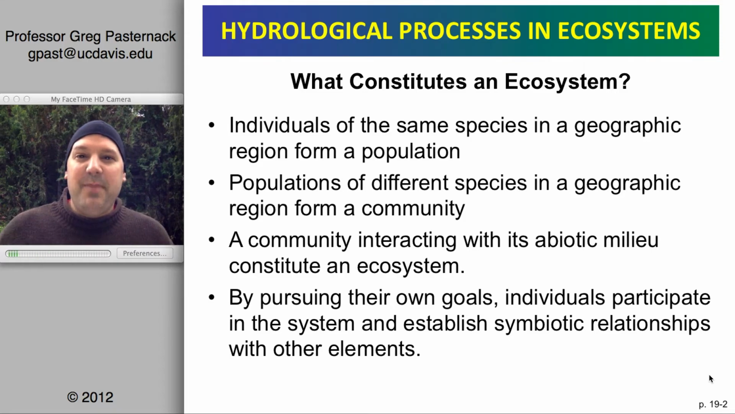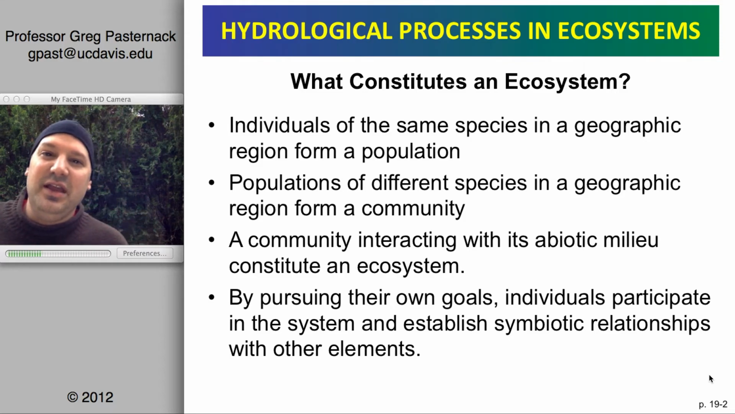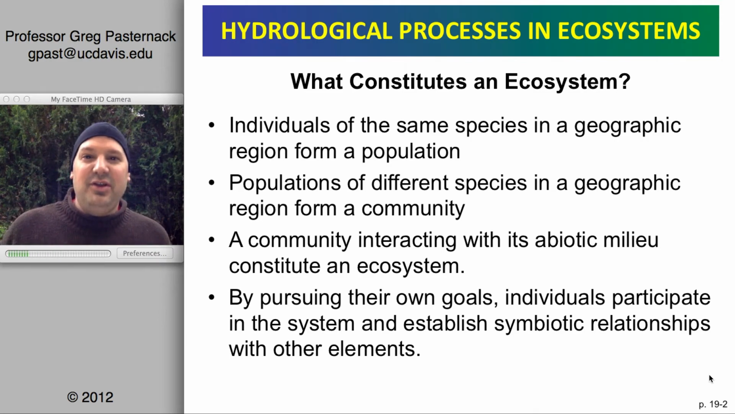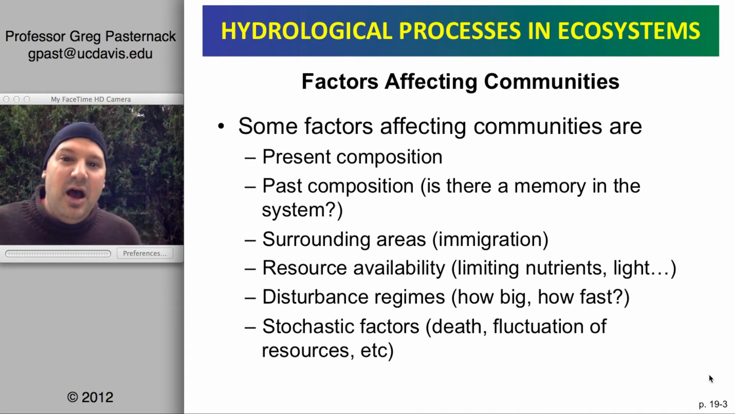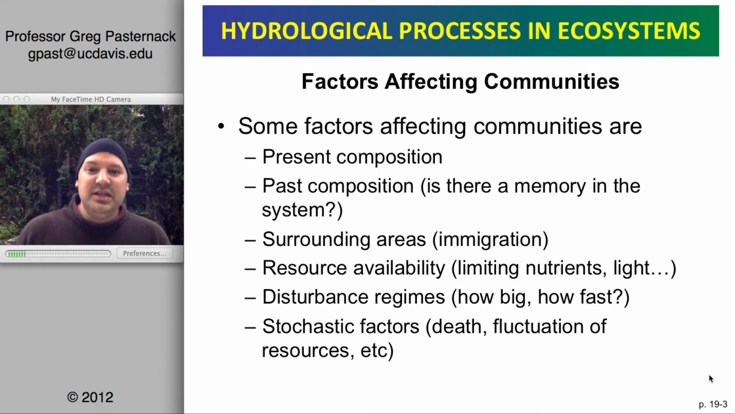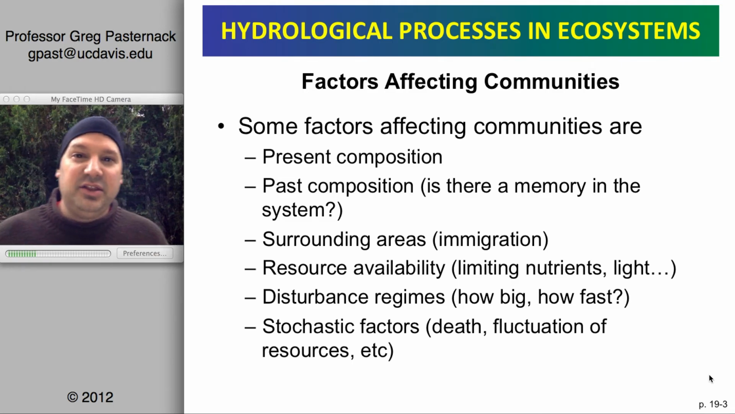So individuals are basically doing what they need to do individually, but when you sum all that up together, you get what appears to be a holistic effect with a lot of interactions. Some of the things that can affect communities, as you can see in the list here: the present composition, what we call the structure of that community, and the past composition. We've seen both in hydrology and now in ecology that past conditions can affect the present. That leads to the concept of autocorrelation. Surrounding areas, so are individuals moving in or out from surrounding areas.